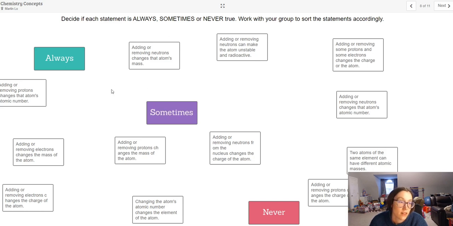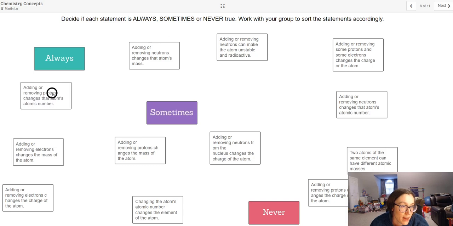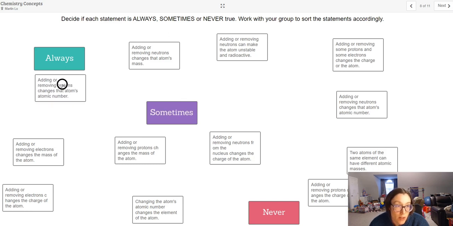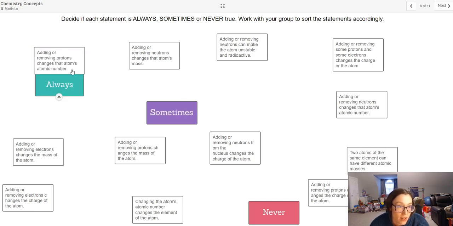All right, adding or removing protons changes that atom's atomic number. Remember, the atomic number is the number of protons, so that's always going to change the atomic number. All right, adding or removing electrons changes the mass of an atom. So how much mass do the electrons have? They are very negligible. They hardly weigh anything. So this does not change the atomic mass.